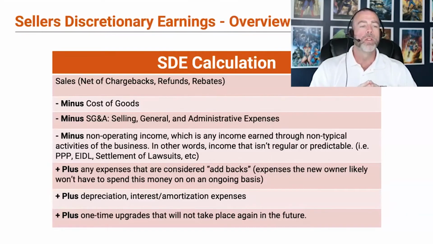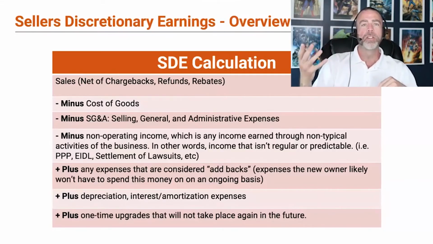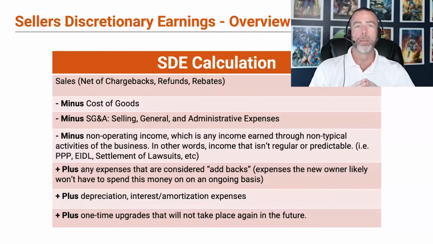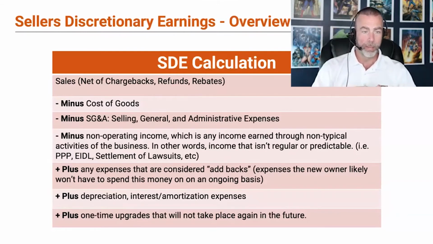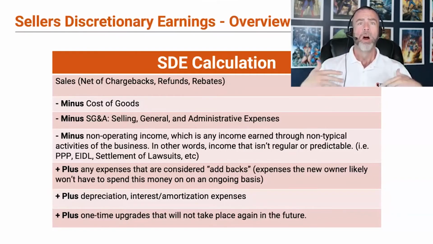The next part, we're going to add back in any depreciation and any interest or amortization expenses you have. These are likely expenses that a buyer is not going to have. Boom, we can add those right back in. These are typically allowed by bank financiers on the buy side. So this is an easy one to get back.